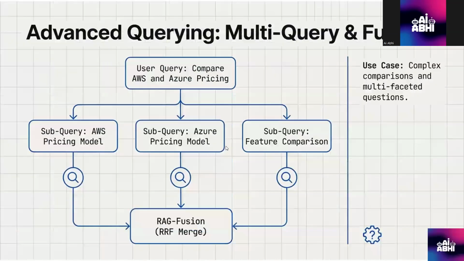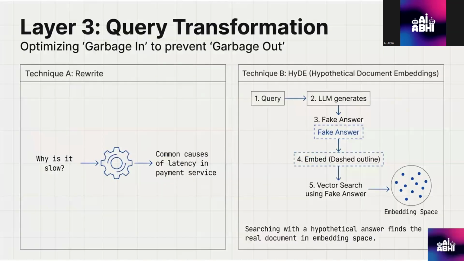Next comes query transformation. Now let's talk about something most people overlook completely: the query itself. Your retrieval is only as good as the query you search with. There are some techniques. One is query rewriting. Users don't always ask clear questions. Someone might type, why is it slow? When they really mean, what are the common causes of high latency in the payment service?